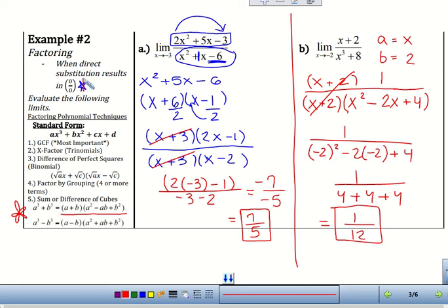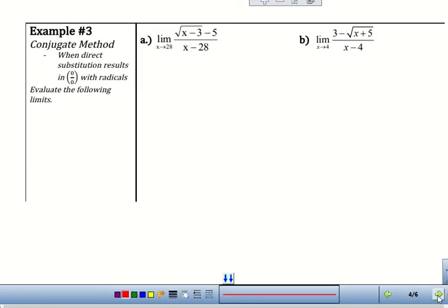So see how I starred this 0 over 0 indeterminate form? You have to know that for the quiz, okay? You guys all got that for the quiz? That's important, okay? All right, so the next one we're going to do is going to be conjugate method.